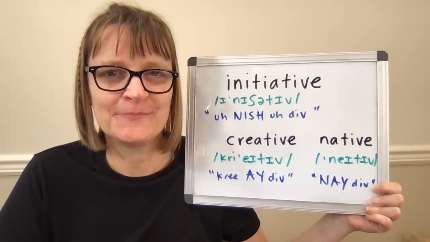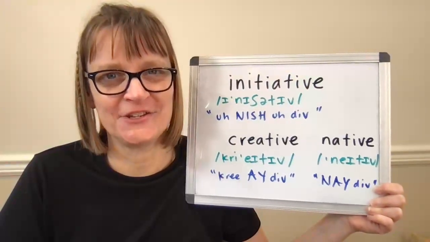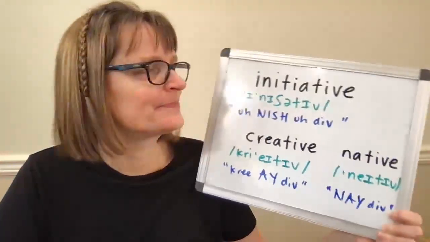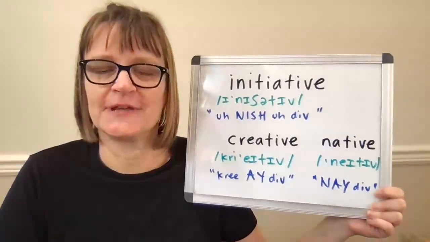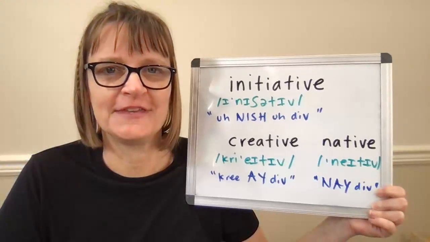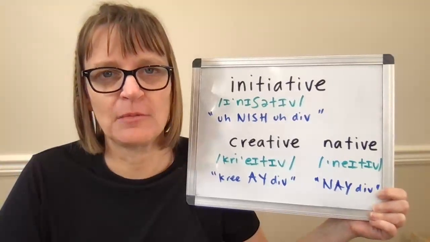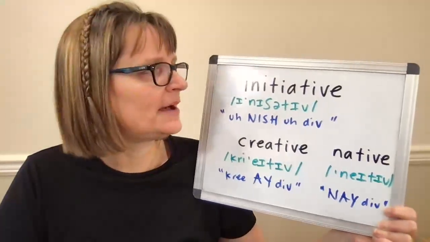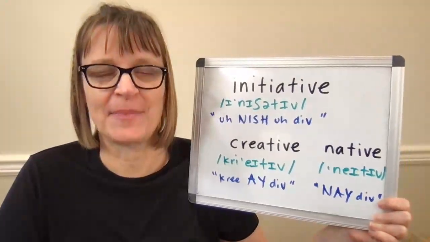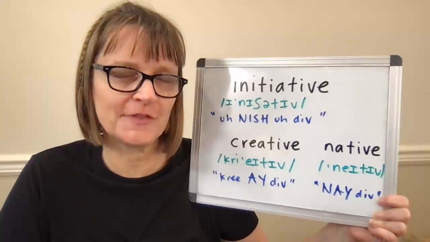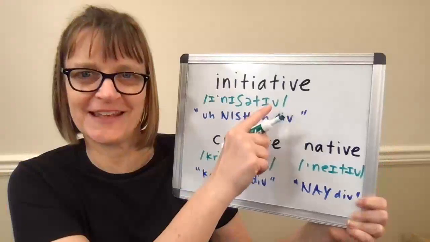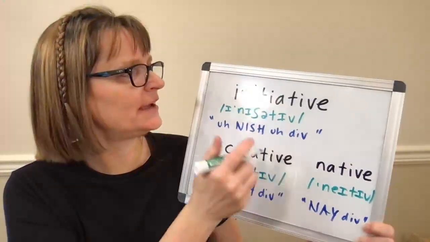In this video, we'll look at how to pronounce initiative, creative, and native. So you notice that creative and native both have the -ative ending, and that's probably the most typical pronunciation. But initiative doesn't follow that pattern. And so if you struggle with this word, it's probably because you see that -ative and you want to pronounce it that way.